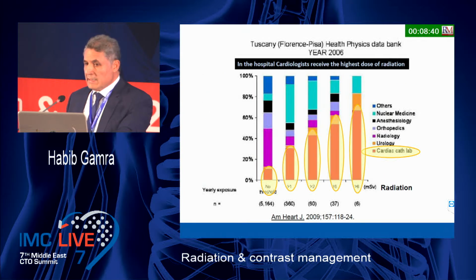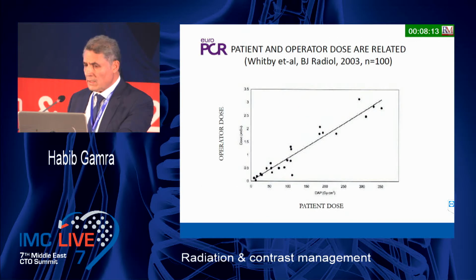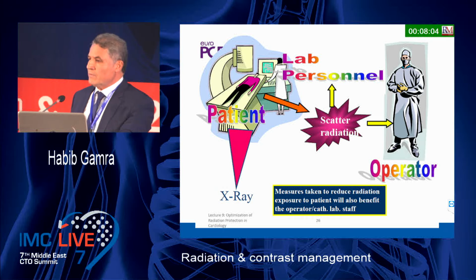And something that we should know is that among all the specialties that are facing this risk, cardiologists are the ones who are more facing that risk. In this study, which is quite old, 2009, it was shown that cardiologists have the higher risk of radiation among the other specialties like anesthesiology, orthopedy, etc. The other thing that we should know is that there is a linear correlation between the risk of radiation for the operators and the patients. So we are, all of us, in the same boat. Operators, patient, but also nurses and allied professionals.